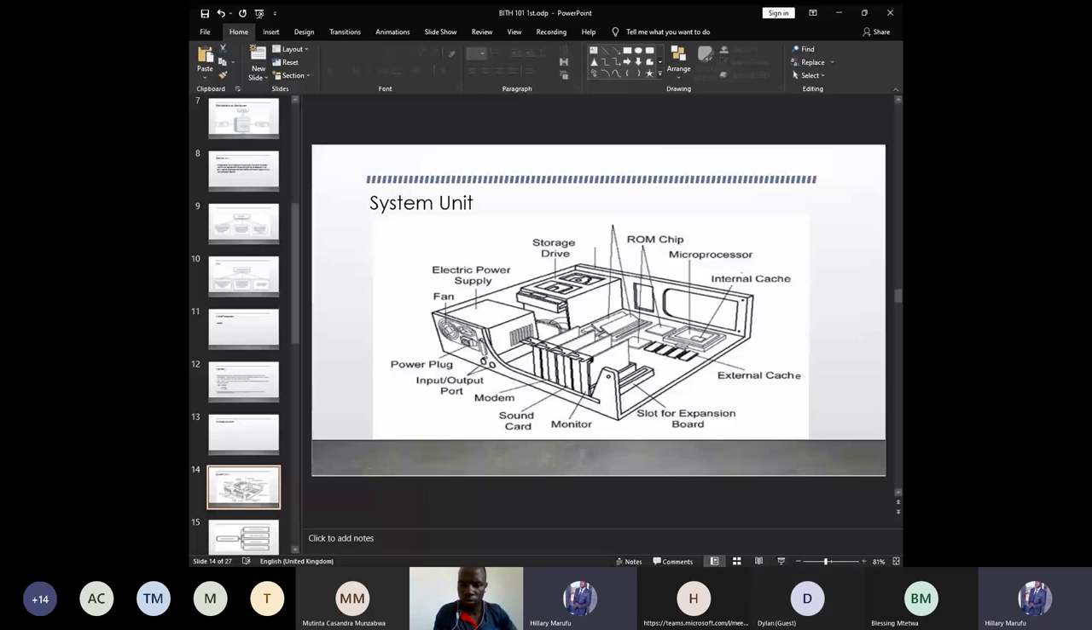Microprocessors, we talked about microprocessors. ROM chips, what are ROM chips? Anyone? Let's hear from someone who hasn't said anything. Passmo, what's a ROM chip?